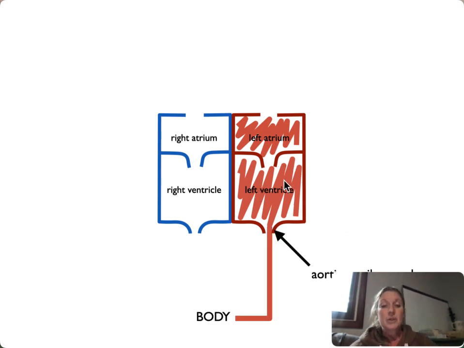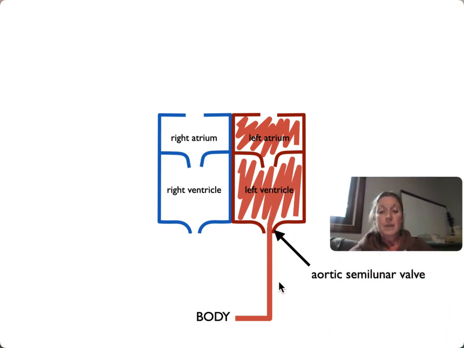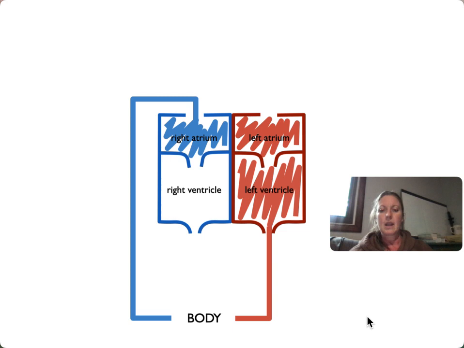The left ventricle then sends the blood into the aorta, the main artery here, through the aortic semilunar valve, and that blood is headed to the body, both the upper and the lower body, but we're just going to say body here. In the body, the blood delivers oxygen and picks up carbon dioxide, and then it returns to the heart through the vena cava, and it ends up in the right atrium.